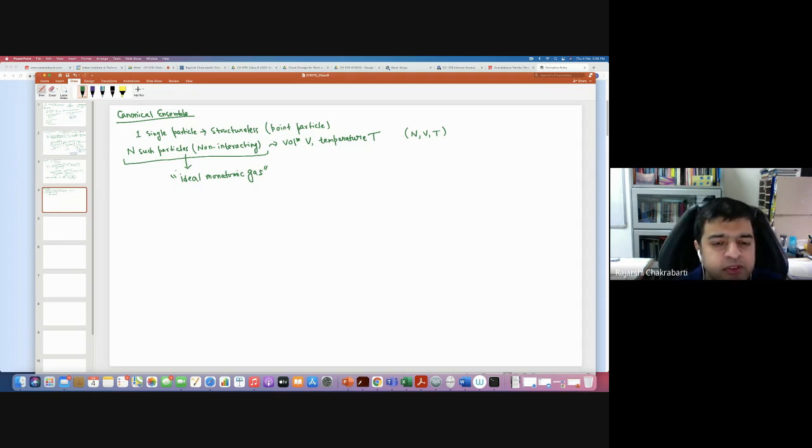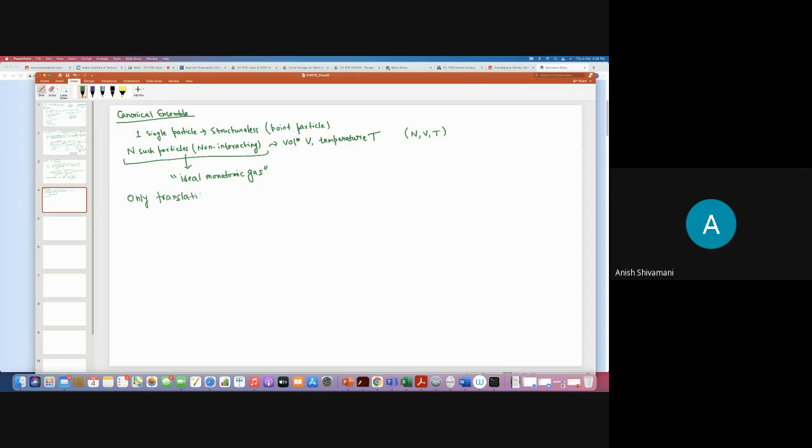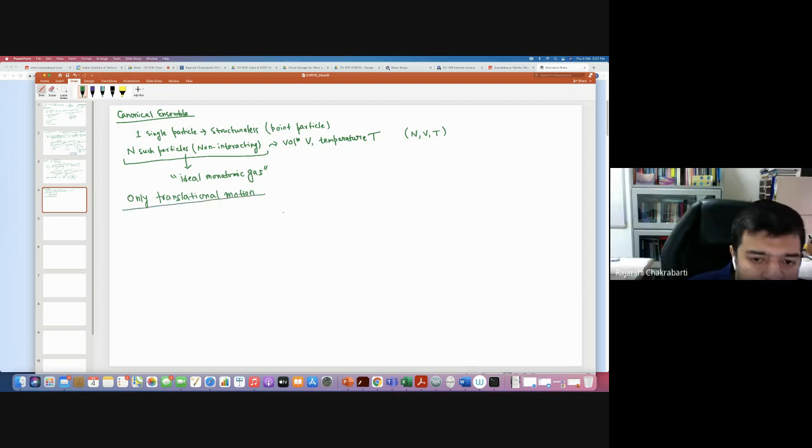But before I get into the system, let us consider only one particle. If I consider only one particle, of course, the point particle, it cannot vibrate. There's no vibration, there is no rotation, nothing. What can it have? It can have only translational motion. So only translational motion. This is clear, I'm sure. Okay, so let us now calculate the translational partition function for the single particle.